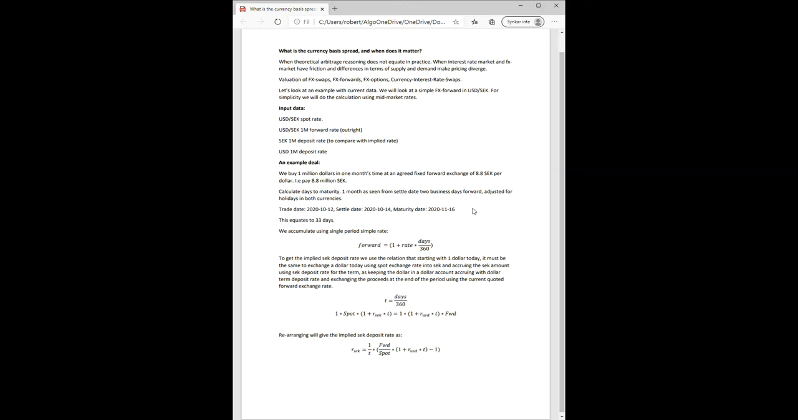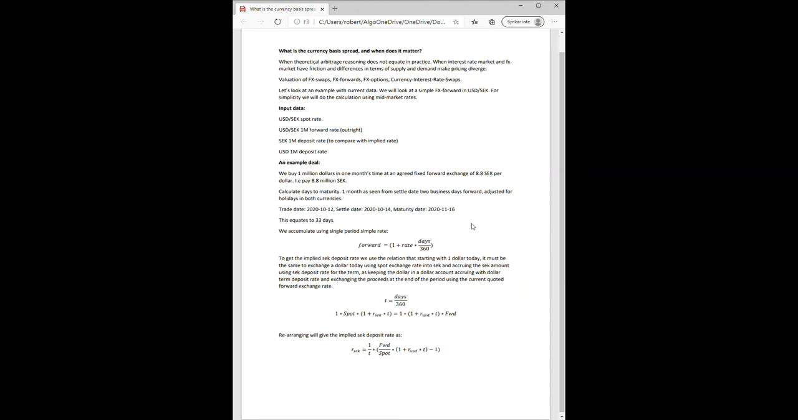So if we make the mental exercise of comparing having the dollar today, exchanging it at the spot rate today, and then forwarding this amount for 33 days using the SEK cash account, that should equate to keeping the dollar in the account, forwarding using the US deposit rate, and then exchanging forward at the 8.8 kroner per dollar that's set today.